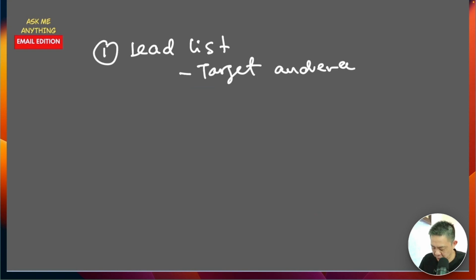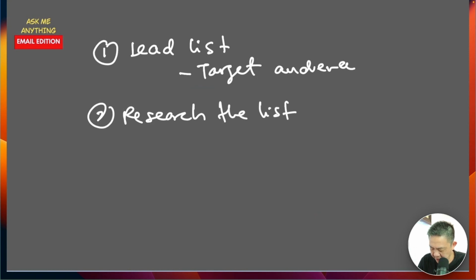Number two, once you have done that lead list, so that means you build an Excel of all your leads with their email addresses, the next thing you need to do is research the list. Now, what do I mean by that? If you send emails out without any context and you're trying to sell upfront in the first email, that is akin to spamming, because first the recipient doesn't know who you are, and there's no context as to why you're sending emails to him or her.